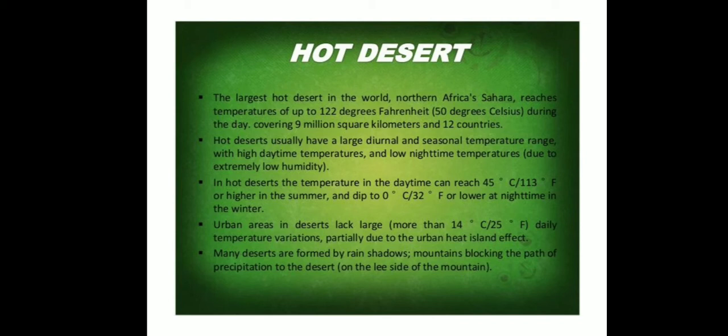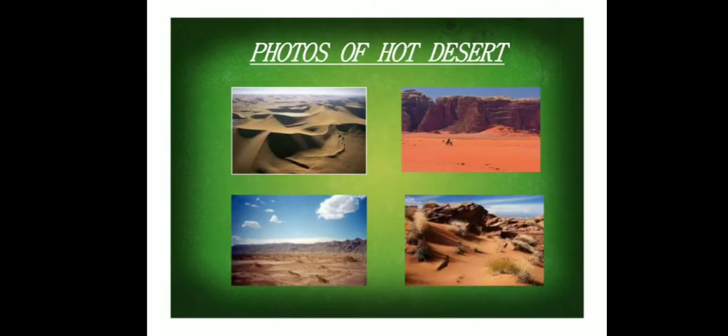Urban areas in deserts lack large daily temperature variation. That means there is a lot of variation in the temperature in a single day, particularly due to the urban heat island effects. Many deserts are formed by rain shadows, mountains blocking the path of the precipitation to the desert. We can say on the lee side of the mountain, that means the opposite side of the mountains.